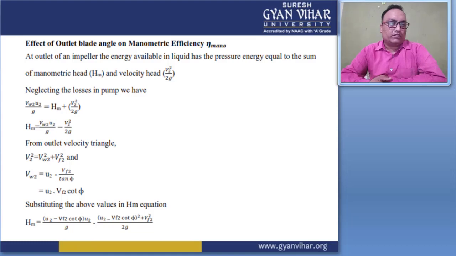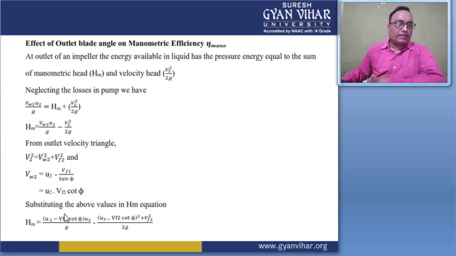From the outlet velocity triangle, V2 square is equal to Vw2 square plus Vf2 square. Substituting the values in the Hm equation, we write the formula: Hm equals U2 minus Vf2 cot phi, times U2 by g, minus (U2 minus Vf2 cot phi) square plus Vf2 square, divided by 2g. This is the value of Hm for this case. So Hm is the manometric head, right?